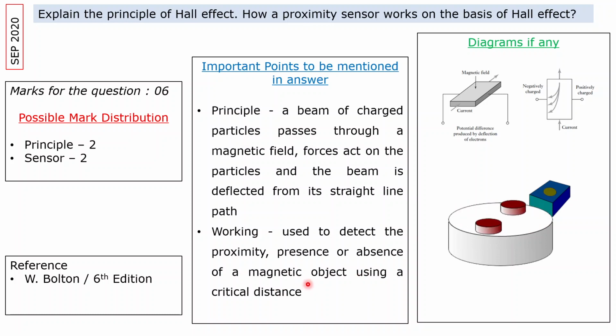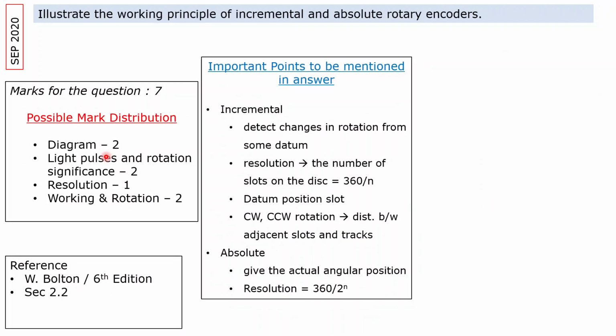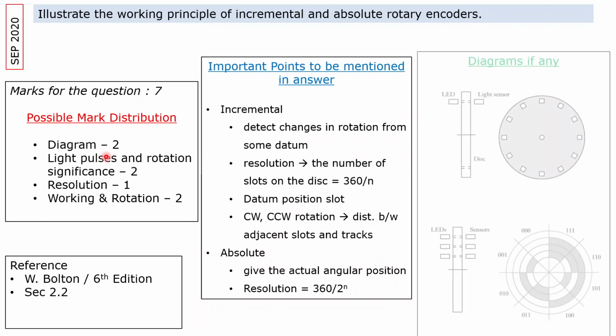So the diagram carries 2 marks. So principle 2 marks, the working of the sensor 2 marks, and the diagram carries 2 marks. Now the next question is illustrate the working principle of incremental and absolute rotary encoder. This is a repeat question.